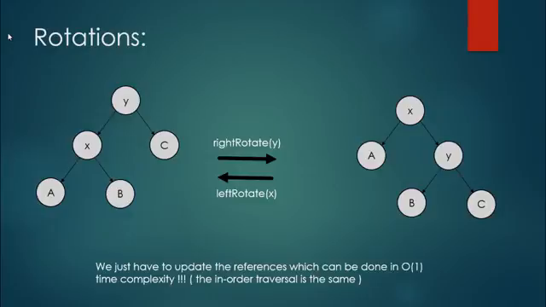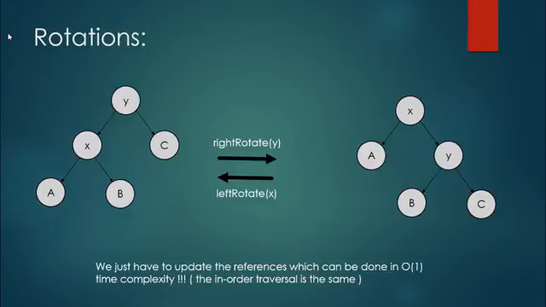very, very fast. And another important fact is that the in-order traversal remains the same, which means that on the left tree, the in-order traversal is A, X, B, Y, C. The in-order traversal on the right tree is A, X, B, Y, C. So it doesn't change. And it's very important that these rotations are not going to change any property of the tree, such as the maximum item, the minimum item, the in-order traversal.